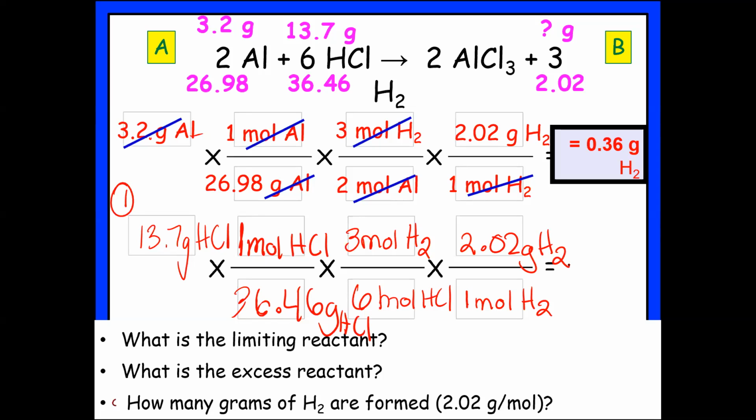So it will be the same thing, but you're going to multiply 13.7 times 3 times 2.02, divide the entire thing by 36, and then divide that by 6. So you're not counting the 1 mole? You don't have to count the 1 mole because every single time you multiply by 1 or divide by 1, it's the same number. Is it 0.38? Yeah, it's 0.38.